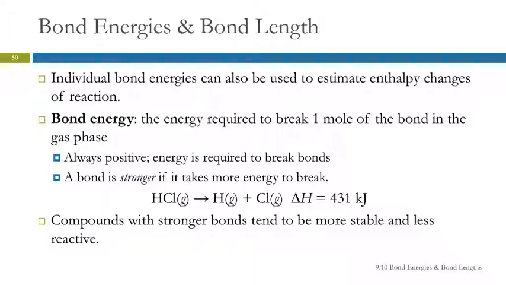So we could represent the bond energy like this, taking HCl in the gas phase and breaking that single bond between the hydrogen and the chlorine. We're going to end up with a hydrogen atom and a chlorine atom. The enthalpy change here is 431 kilojoules, and that is for 1 mole of this compound. So all of these energy amounts are for 1 mole.